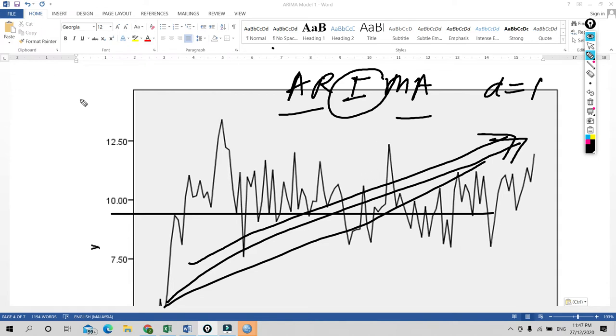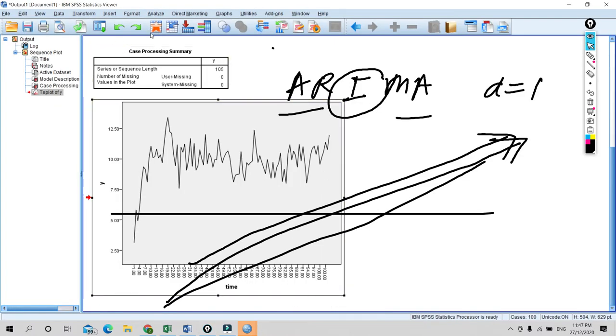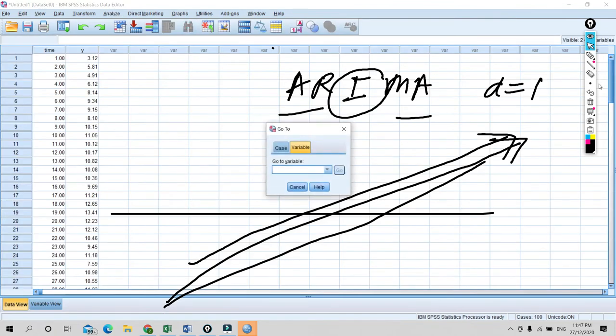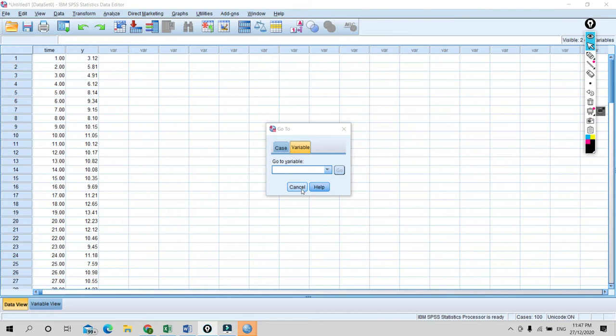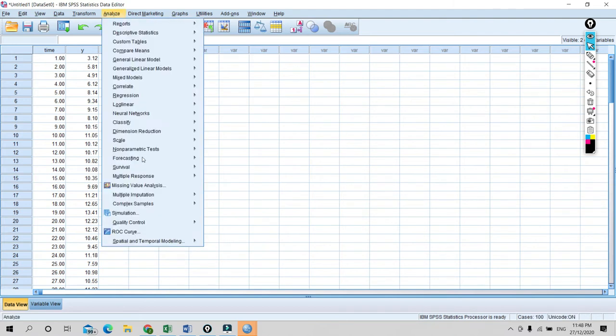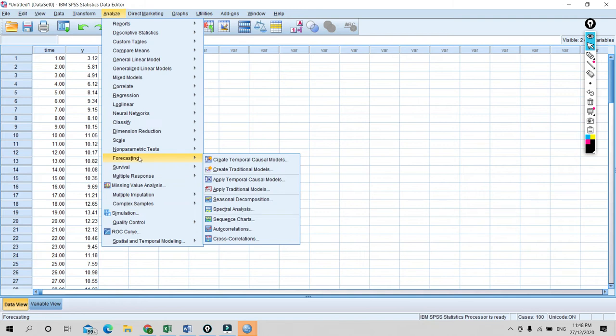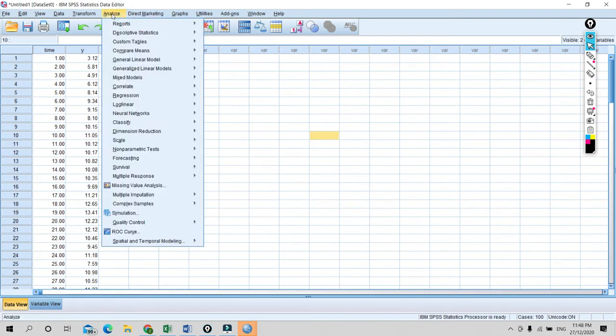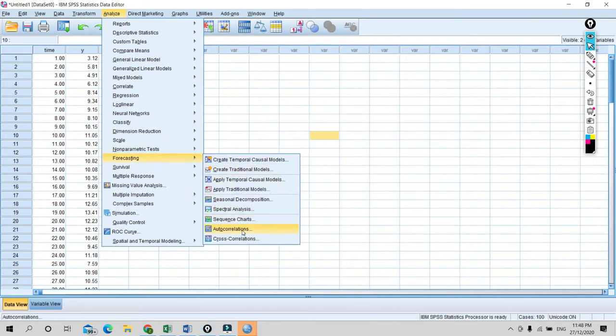Before that, maybe we can draw the graph here. So let's say we go back to SPSS, just go back to the data there. Now, let's say I want to find the autocorrelation, the PACF and ACF. So go to the Analyze tab, and then go to forecasting, and you go to autocorrelation.